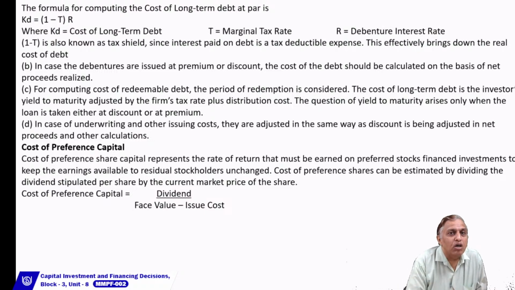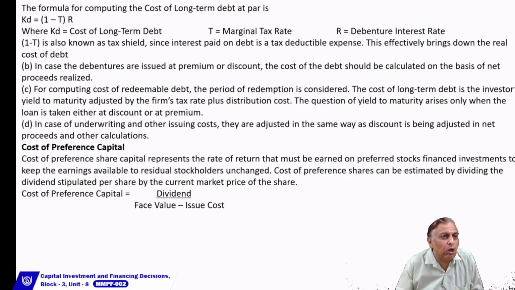The formula for computing the cost of long-term debt at par is KD = (1 - T) R, where KD is cost of long-term debt, T is marginal tax rate, and R is debenture interest rate. 1 minus T is also known as tax shield, since interest paid on debt is a tax deductible expense. This effectively brings down the real cost of debt.